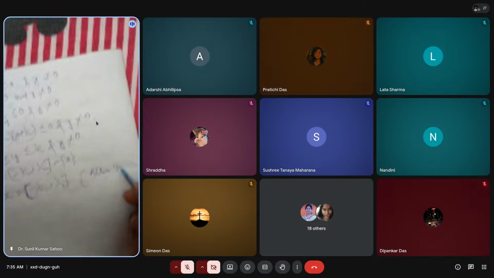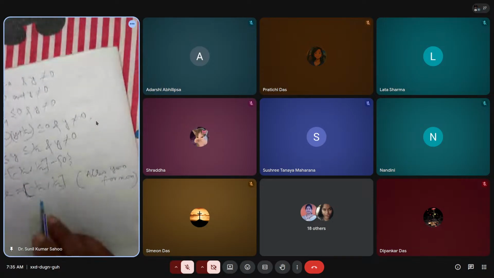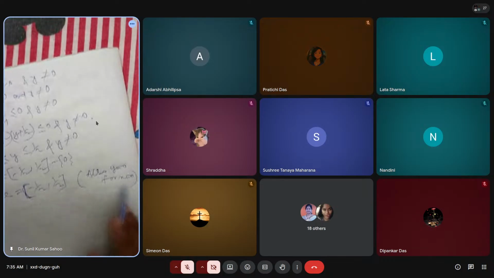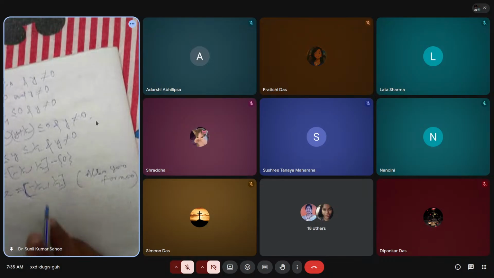Also y equal to 0 for x equal to 0. So we write only minus half to half. If we put x equal to 0, y equal to 0. So write minus half to half. This is the range.